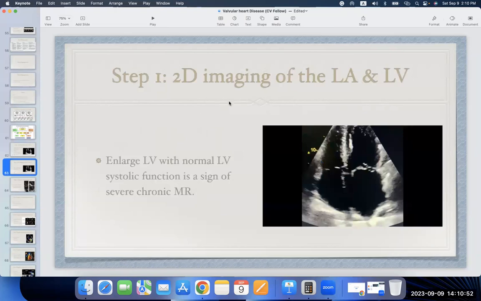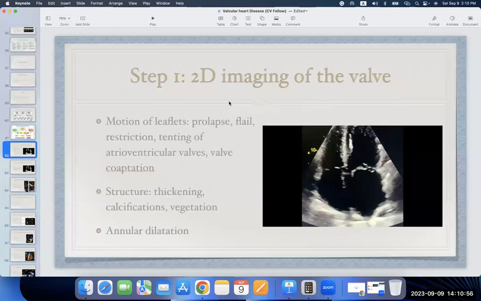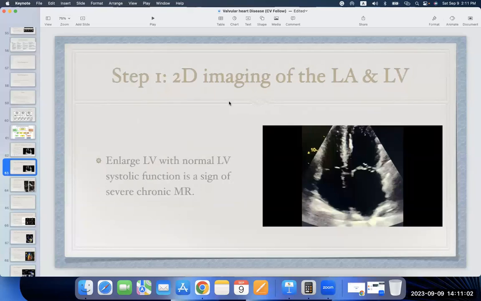And then also it's very important to evaluate the leaflets, because let me mention that flail is considered as one of the specific criteria for severe mitral regurg. So if you have this, it's considered as 1 point. And then you will assess the LV dilatation and the LV systolic function. If the patient has normal LV systolic function with the LV dilatation, that will be considered another specific criteria for chronic MR.